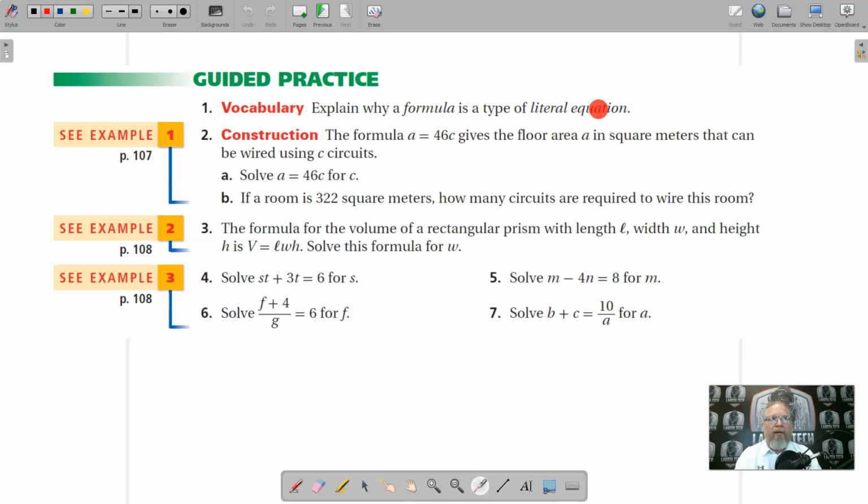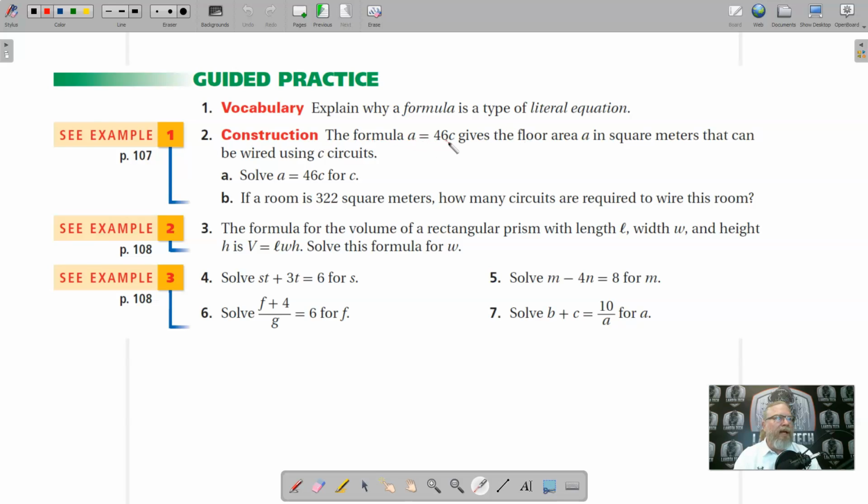Well, we know that literal equations have two or more variables, and formulas always have two or more variables. So they both have two or more variables. Since a formula has two or more variables, it will always fall into the category of a literal equation.